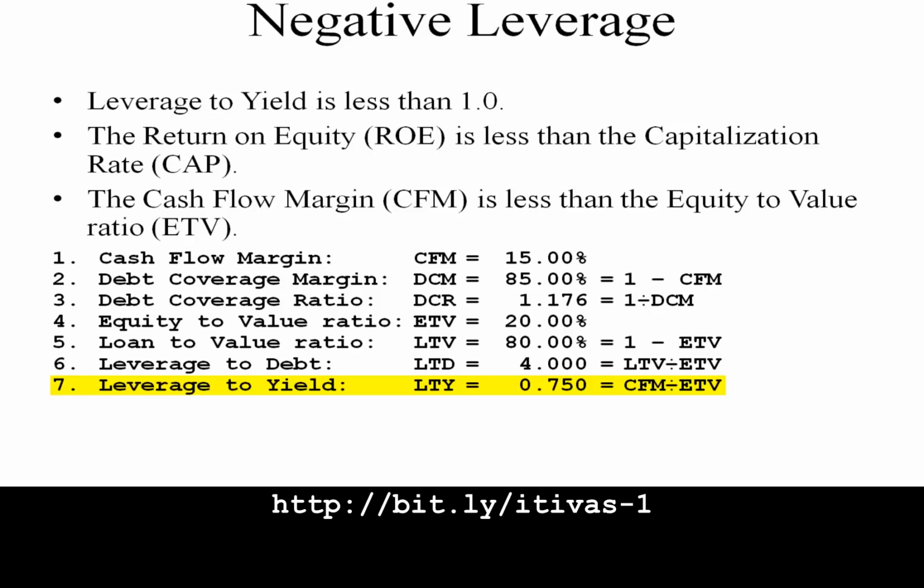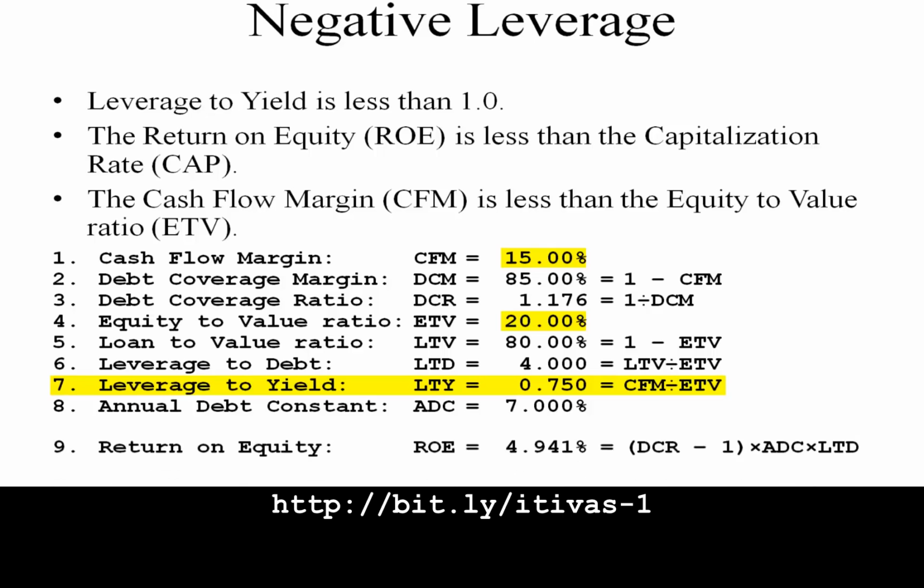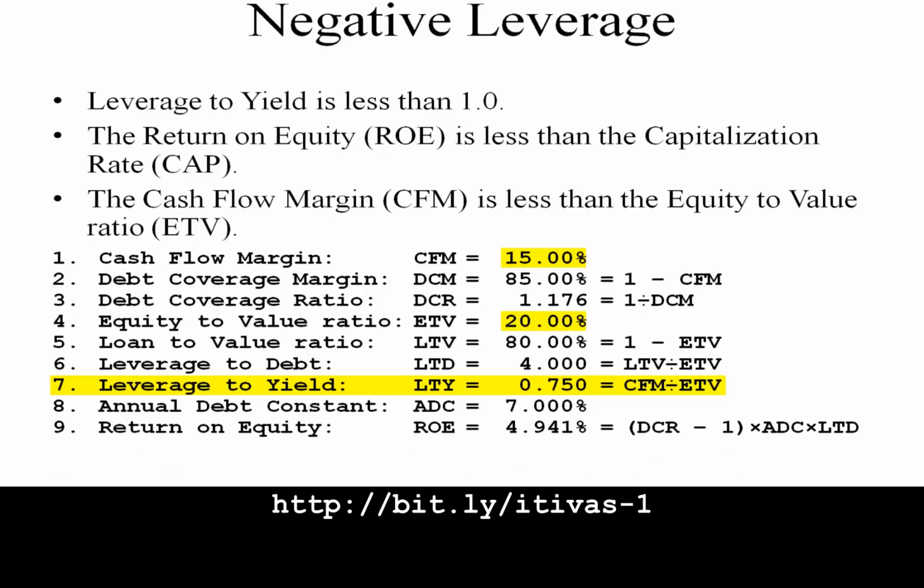The leverage to yield is now 0.750. It's the cash flow margin of 15% divided by the equity to value ratio of 20%. Annual debt constant, we pick 7% again. Return on equity is now 4.941%. And the capitalization rate is now 6.588%.